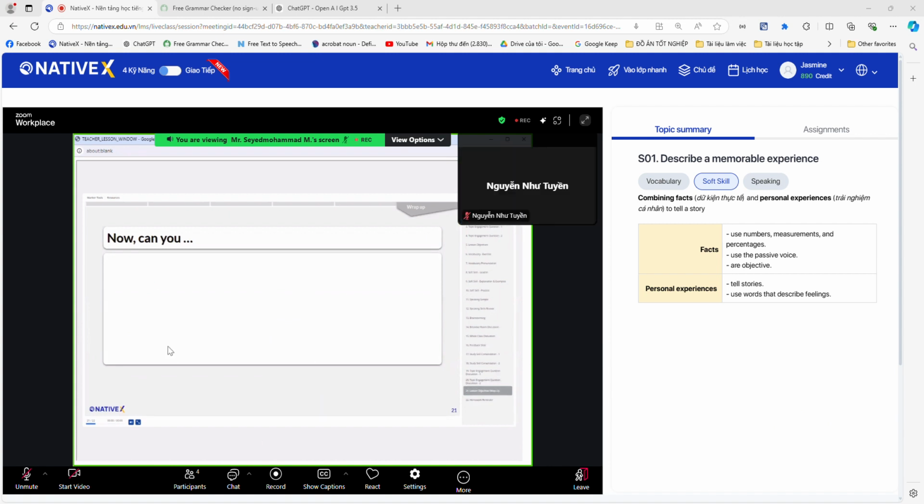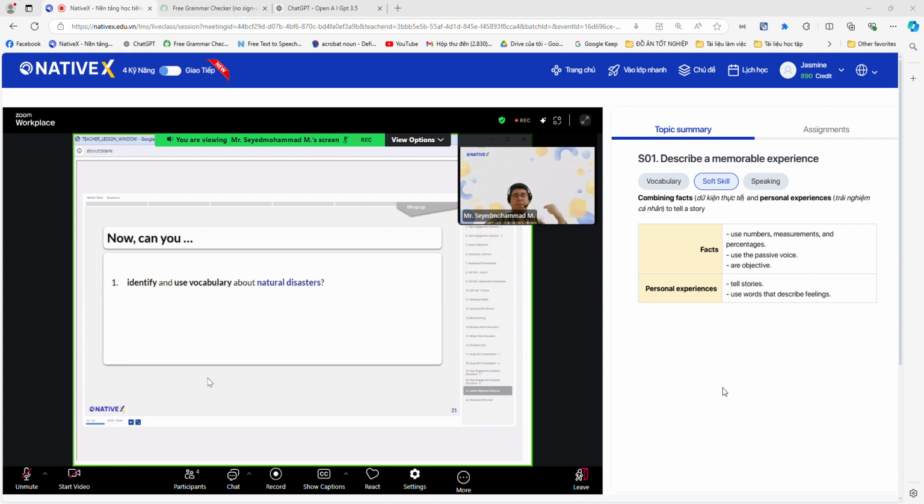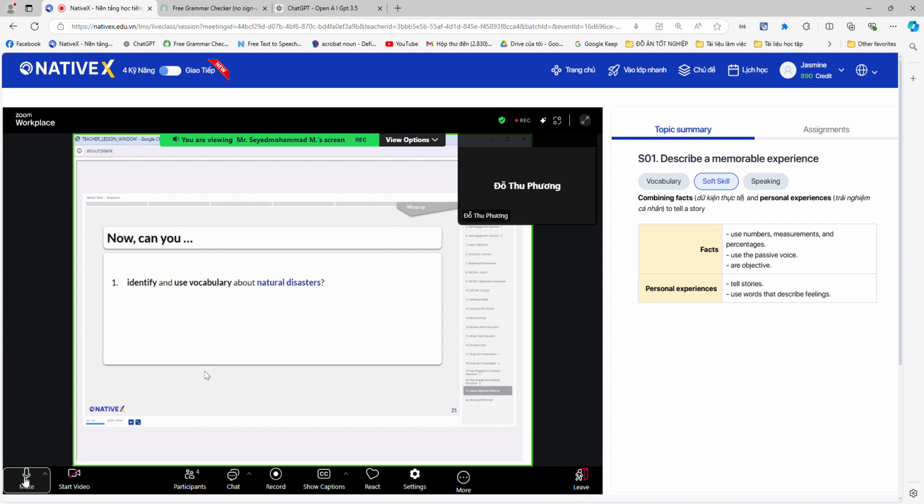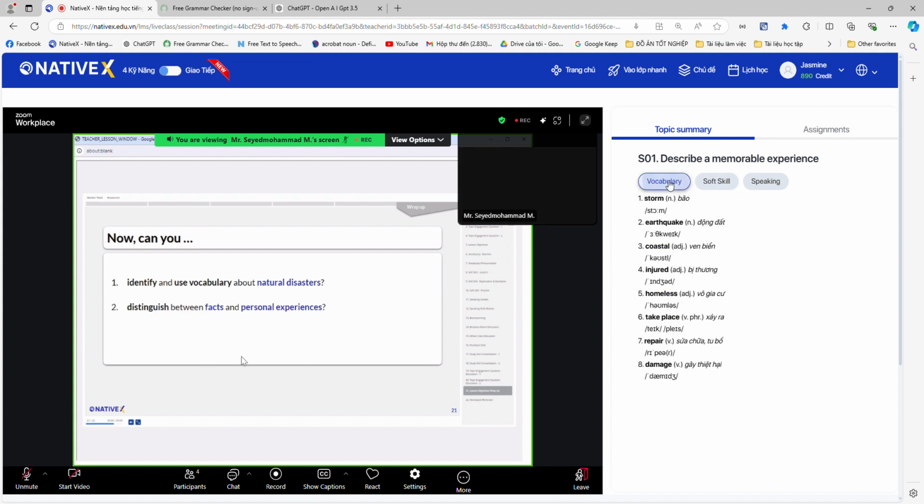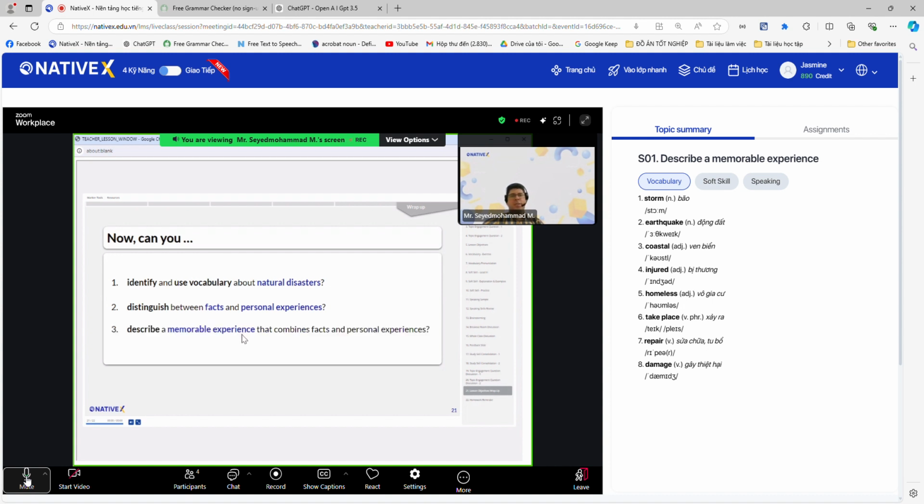So now tell me, guys, can you identify and use vocabulary about natural disasters? Yes. About distinguishing between facts and personal experiences? Yes. And can you describe a memorable experience that combines facts and personal experiences? Yes, I can. Thank you very much. Nice job.